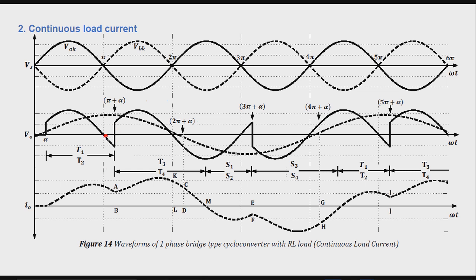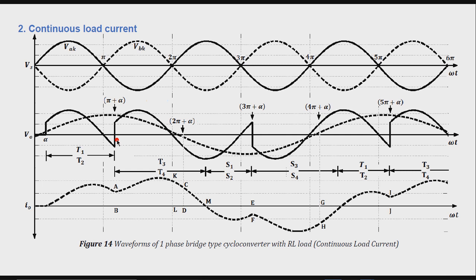After omega t equal to pi, T1 and T2 are reverse biased. As the load current is continuous, T1 and T2 are not turned off at omega t equal to pi. And in the period from omega t equal to pi to omega t equal to pi plus alpha, the load inductor feeds the energy back to the supply.